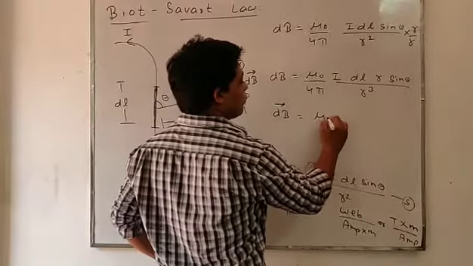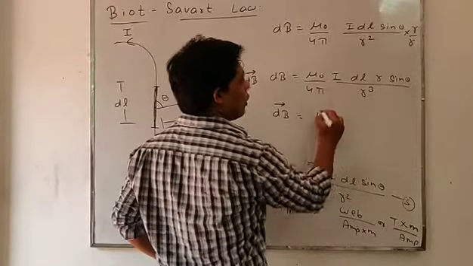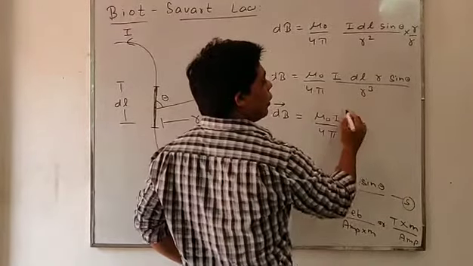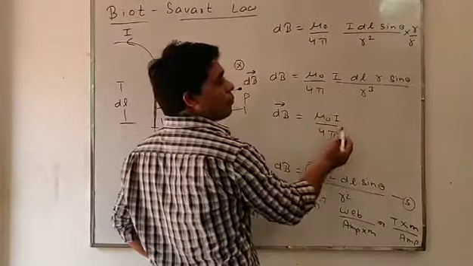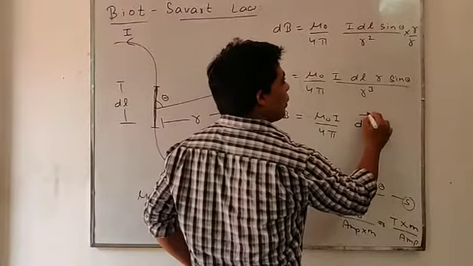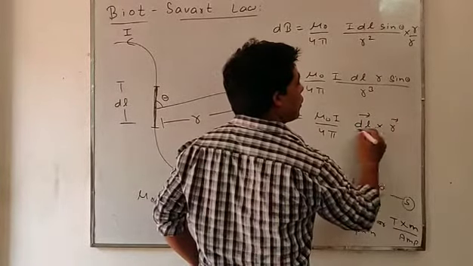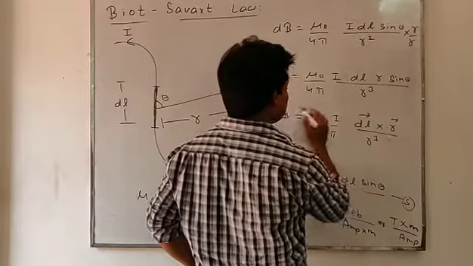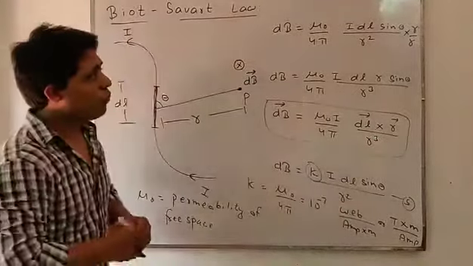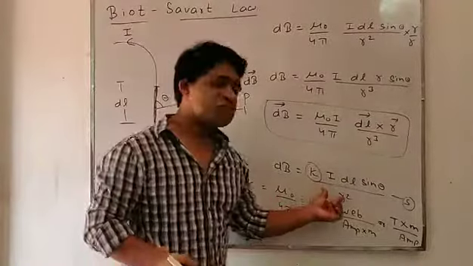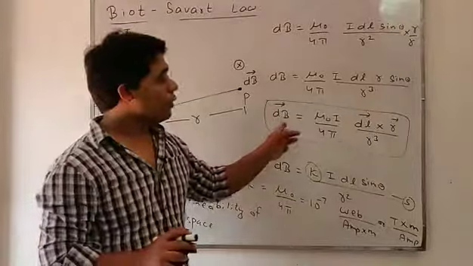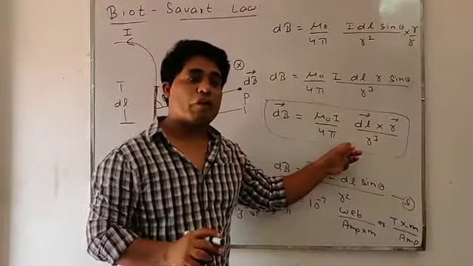This is mu naught I upon 4 pi. Whenever we remove sin, there comes cross. Vector dl cross vector r upon r cube. This is the vector form of Biot-Savart law. Okay, we did that. This is a simple form. Equation 5 is representing the simple form of Biot-Savart law. We got also the vector form.